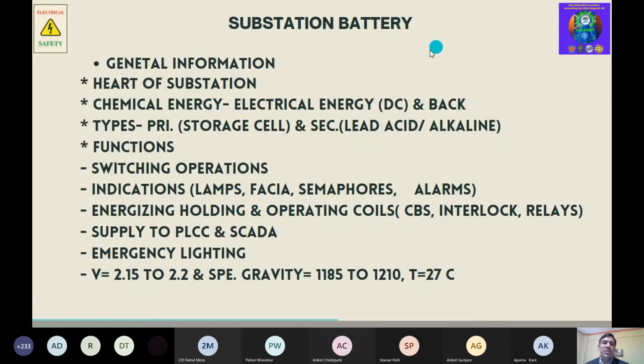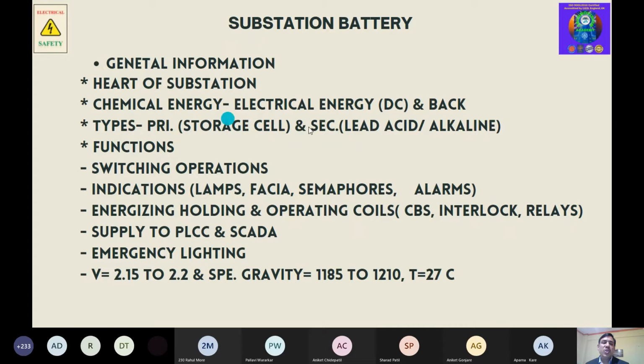So the substation battery, if you see, is the heart of the substation because we cannot rely on AC supply only. If AC supply fails, the charger fails, then naturally your control and protection supply, that is DC supply, relies on your battery system, because control and protection is the most important aspect for any EHV substation. That's why our battery is the heart of the substation whenever an emergency comes.